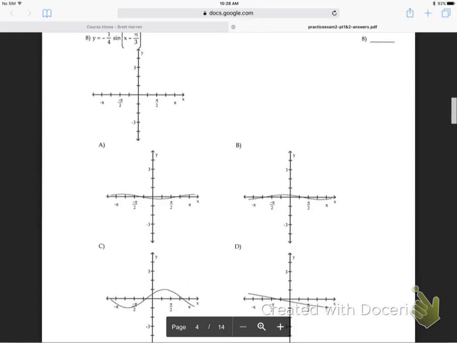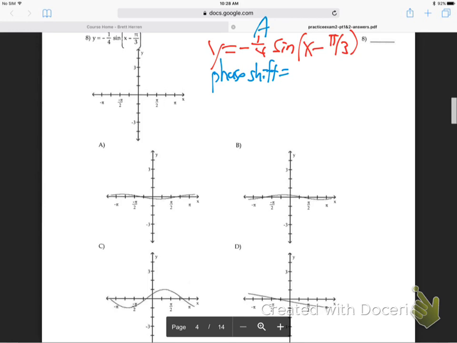Okay, so minus 1/4 sine of x minus pi over 3. So, I'll write a little bigger here. Minus 1/4 sine of x minus pi over 3. Okay, you know the drill here. So we're going to find the phase shift. This is A. What's B? 1. B is 1. It's right there, huh? B is 1. C is negative pi over 3.